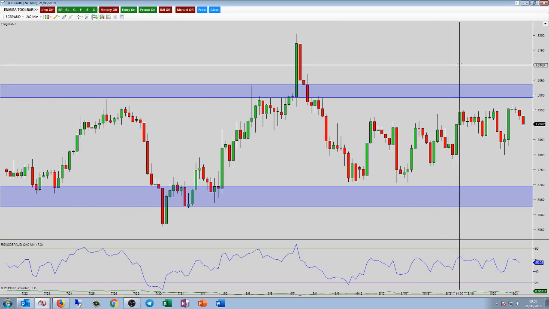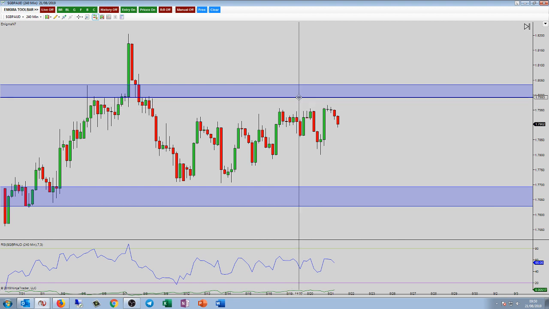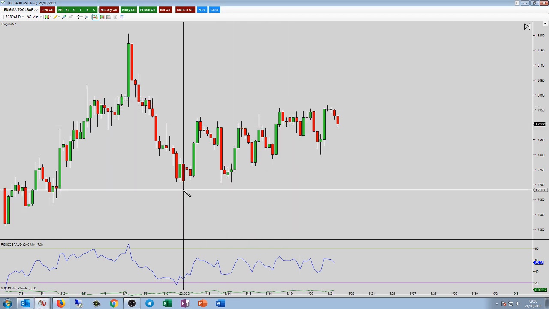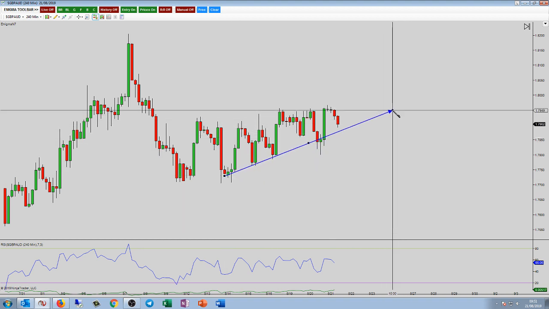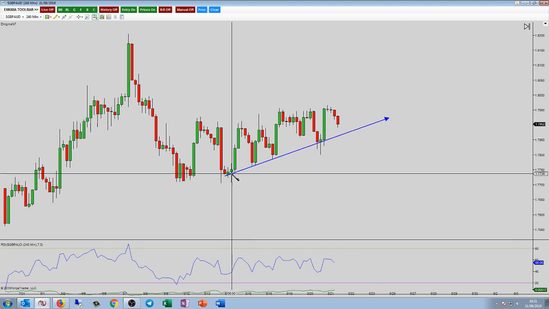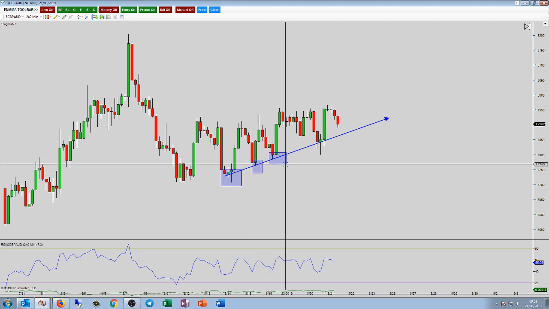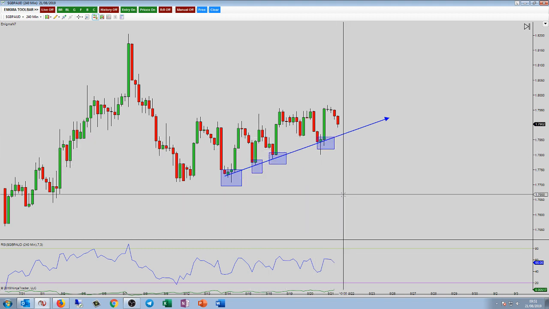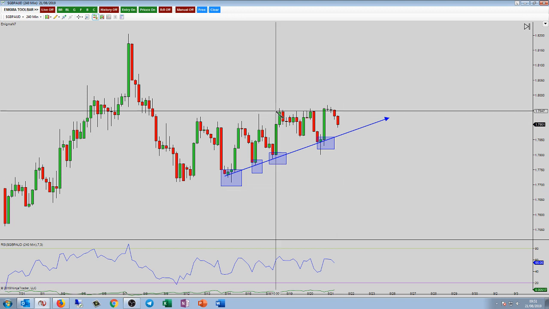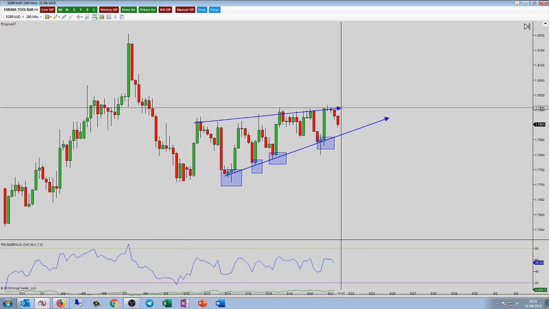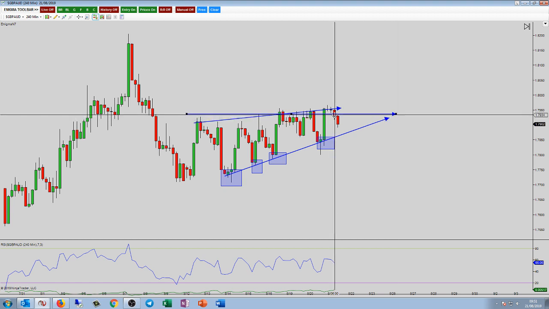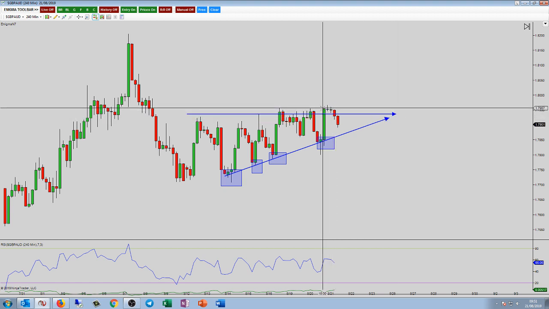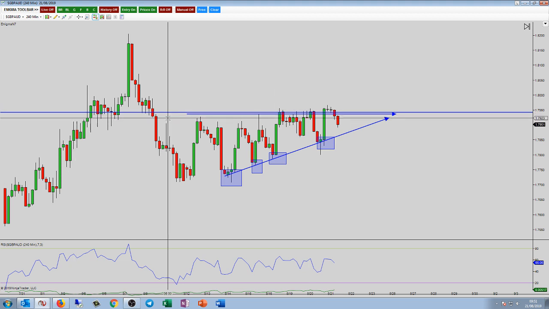Let's go to the 240. So we looked at this last time. You can actually take the trend line from here, and you've had now test, test, test, and this was the test. Just drawing this trend line out like this. Okay, yeah, let's do it that way.